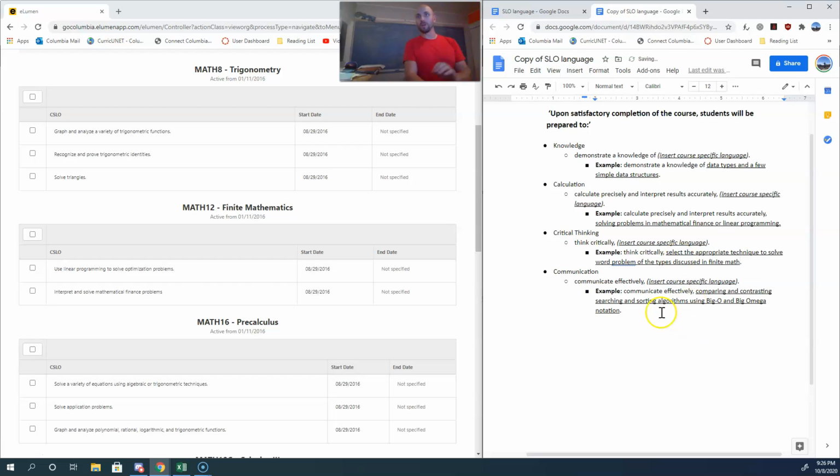Oops, double period. Solve word problems of the type discussed in finite math. So, am I completely sure that I'm happy with this language? I don't know yet. Maybe. It feels okay. Probably run this by some other people in my discipline. Let's see. So, demonstrate a knowledge.